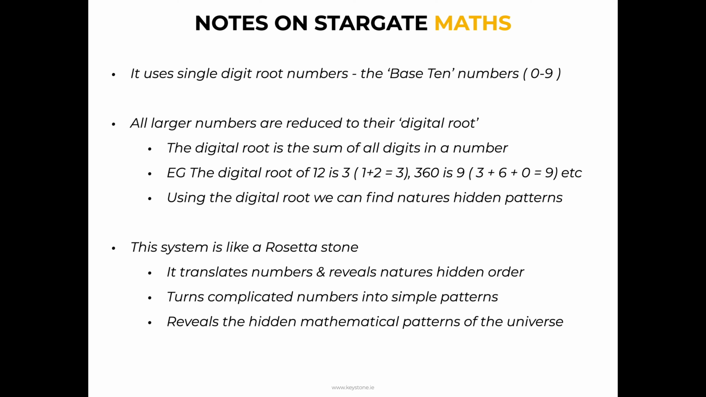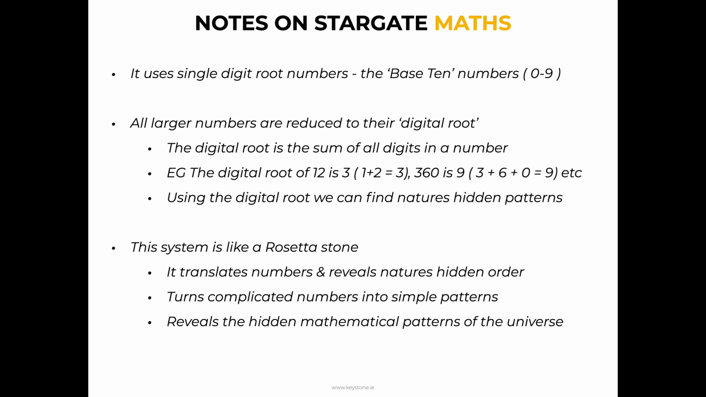So for example, the digital root of 12 is 3. 1 plus 2 is 3. Or the digital root of 360 is 9. 3 plus 6 plus 0 equals 9. By using the digital root, we can find nature's hidden patterns.